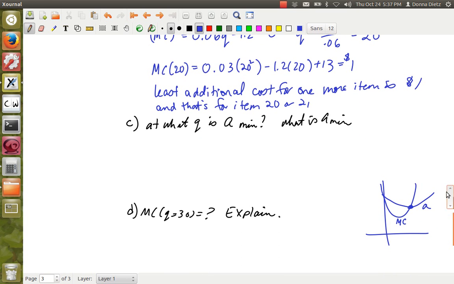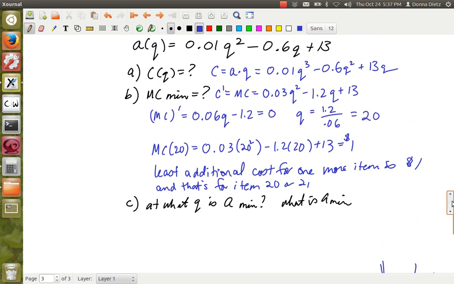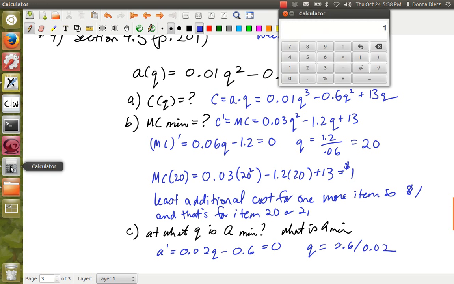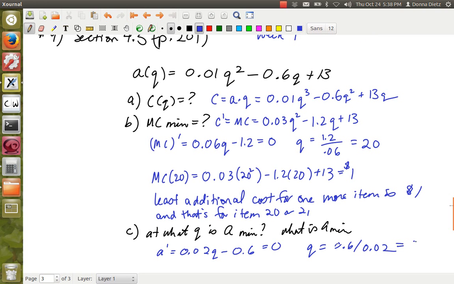Right, so at what Q is A minimized? Okay, so we want to find the minimum. Again, it could just be a vertex of this parabola right here, but let's say that we forgot that. So we take the derivative, and we find the derivative, and set it equal to 0. Right, so Q is going to be 0.6 over 0.02. 0.6 over 0.02, and that gives us 30.